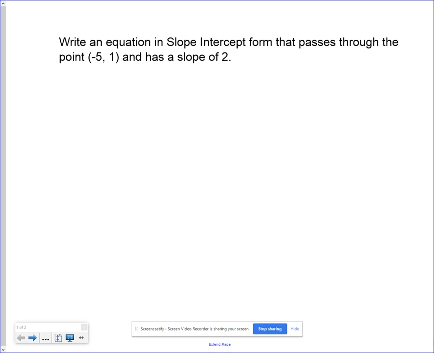Let's take a look at this example. Write an equation in slope-intercept form that passes through the point (-5, 1) and has a slope of 2. Recall that slope-intercept form is y equals mx plus b. b is the y-intercept, and m is the slope. To write an equation in this form, you need a slope and you need a y-intercept.